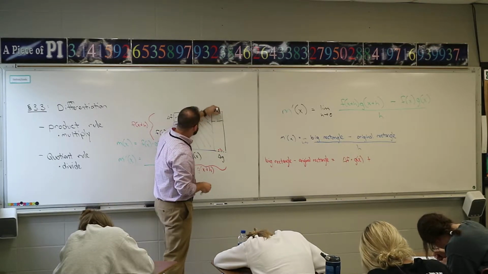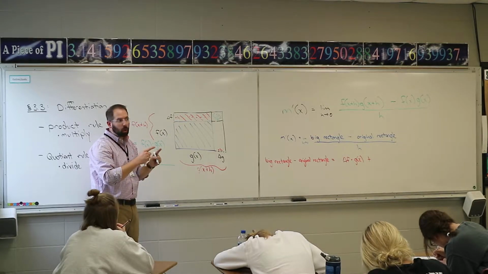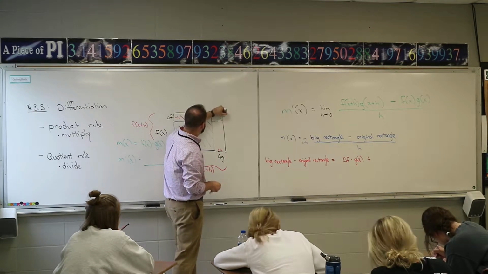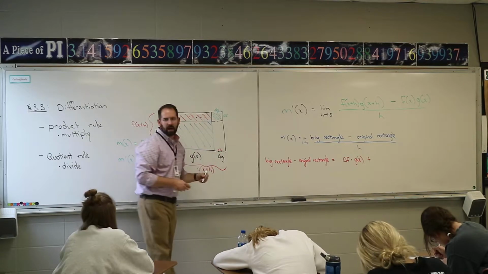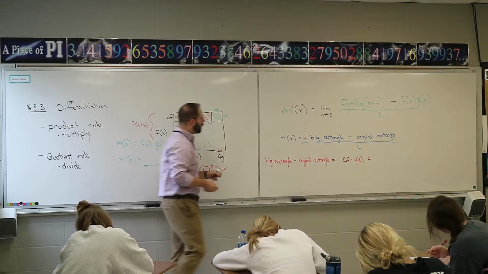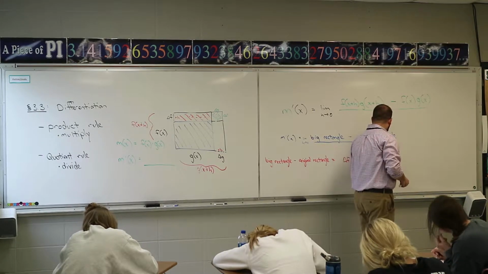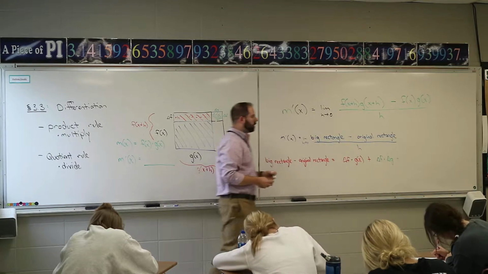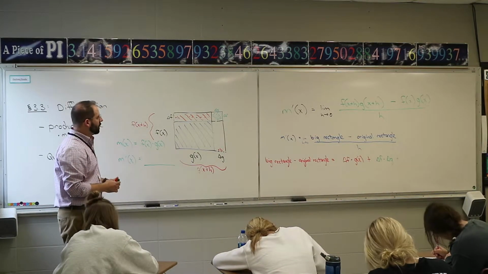This little box, that little square in that corner, is delta f and delta g multiplied together. It's like the h times h basically, but it's delta f times delta g. That's that little box in that corner. That's the area of that little piece when I multiply those two numbers together.